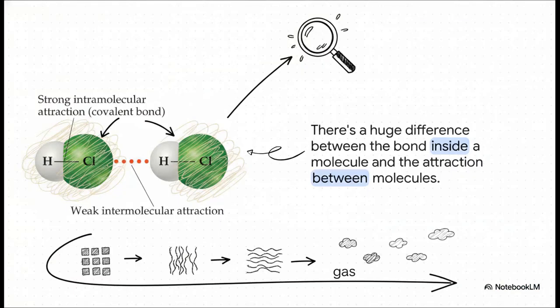See that solid line between the H and the Cl? That's what we call an intramolecular bond. Intra, like within. That's a super strong covalent bond holding that one HCl molecule together. But now, look at the dotted line between the two different HCl molecules. That's our intermolecular attraction. Inter, as in between, it is way, way weaker, but it's the force that decides if you've got a solid, a liquid, or a gas.